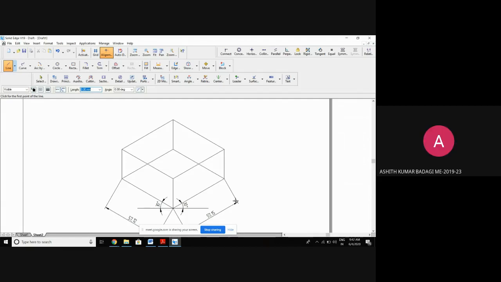Done, sir. Okay, good. Then what to do? Can you tell? Okay, very good. After this, what to do? We are having a top surface. We are supposed to draw an ellipse here. So before starting to draw the ellipse, what do we need to do? Sir, erase inside first. Very good.